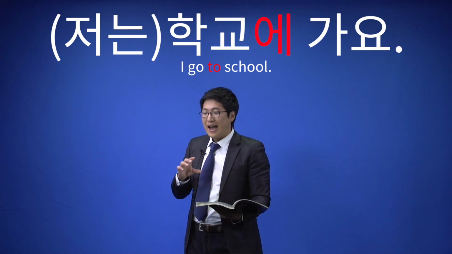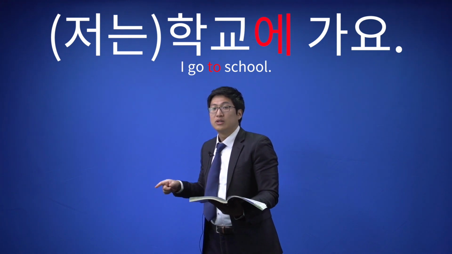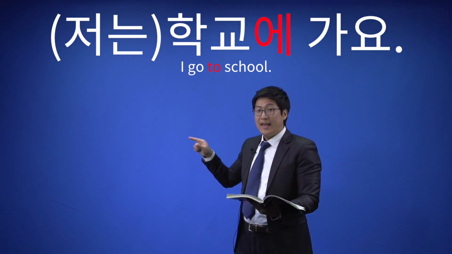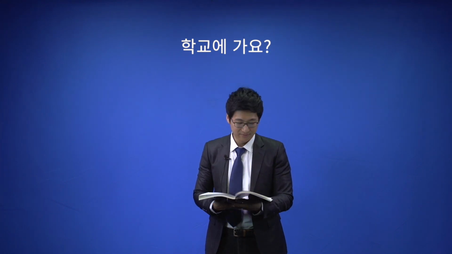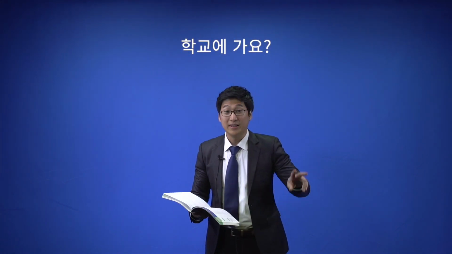If we want to say I go to school, then we want to add 에, to. So to school, 학교에, I go, 가요. Perfect. Say that again, please. 학교에 가요. To make questions easy, do you go to school? 학교에 가요. Perfect. 네, 학교에 가요. Got it? Okay. Second one.